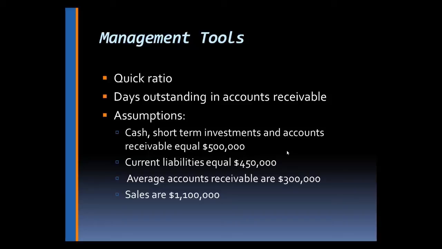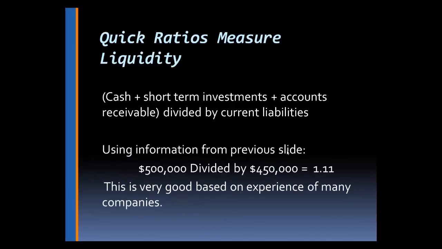Let's assume that we have current liabilities of $450,000. We have current assets representing our cash, short-term investments, and accounts receivable equal to $500,000. Now, in calculating the quick ratio, we only use cash, short-term investments, and accounts receivable. We do not use the remainder of the current asset accounts. And the average accounts receivable are $300,000. Our sales for the last year were $1,100,000.